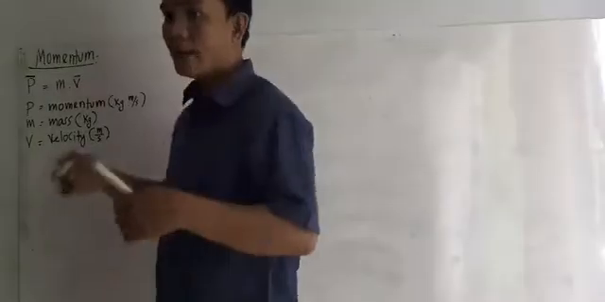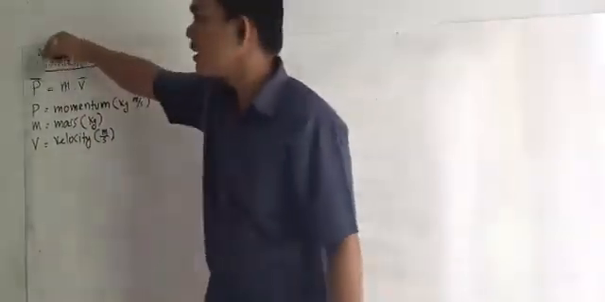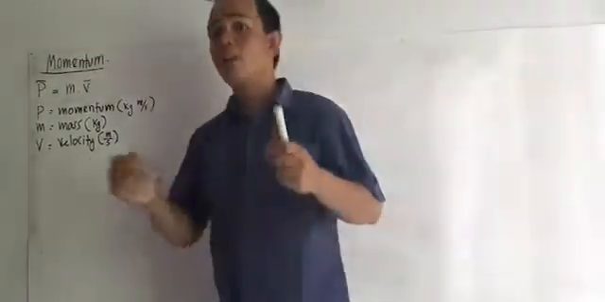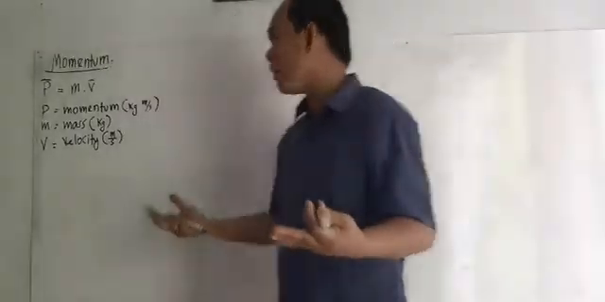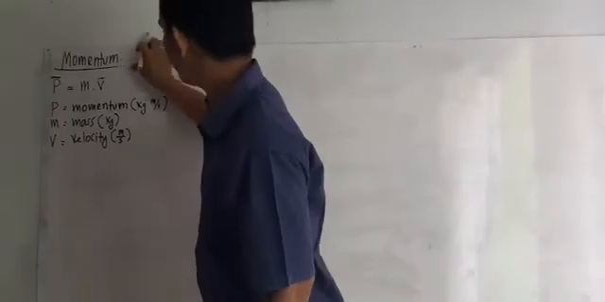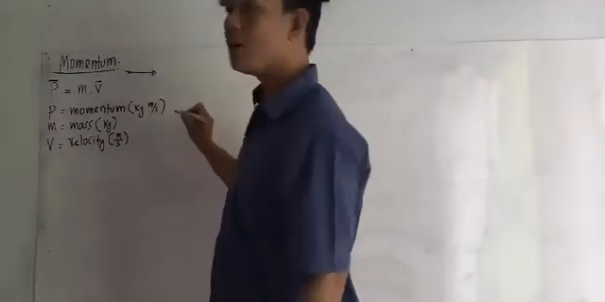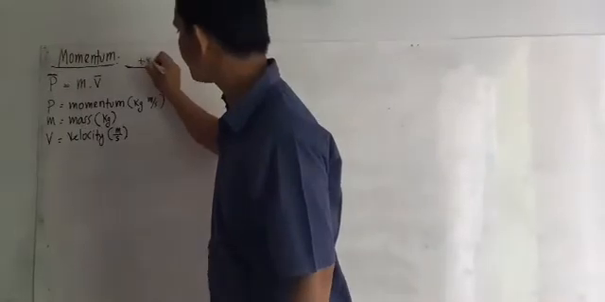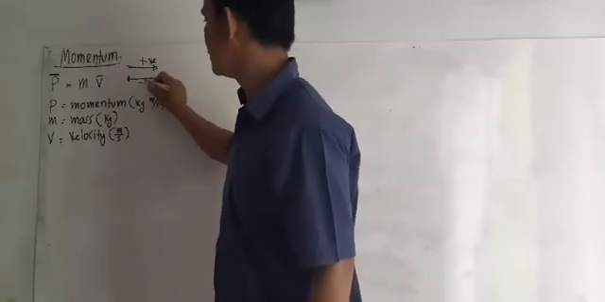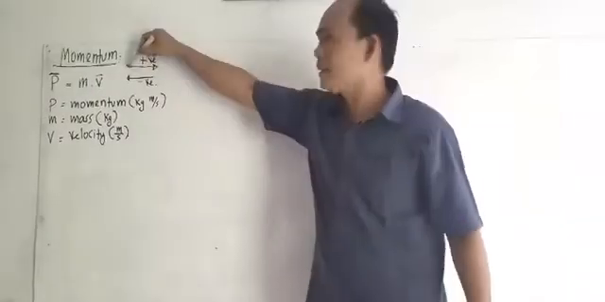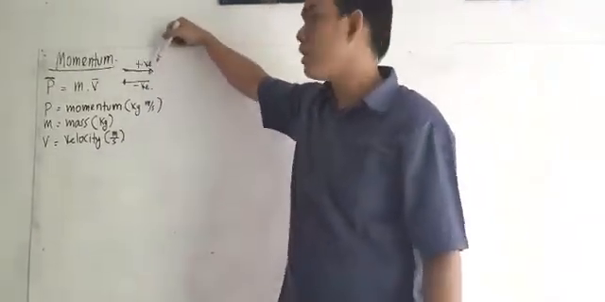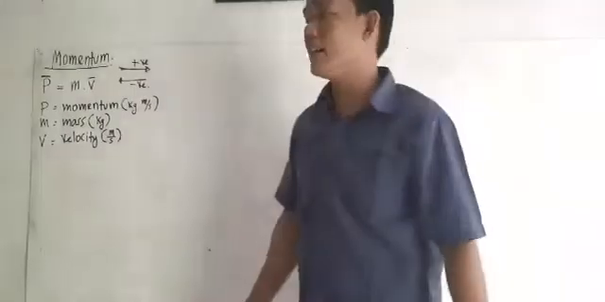Okay? So as I have taught before, the momentum has magnitude, it has value, and it also has direction. Direction means, for example, going to the right. Going to the right has a positive value, but going to the left has a negative value. So remember, when an object is going to the right, it has positive value, but if it is going to the left, it has negative value.